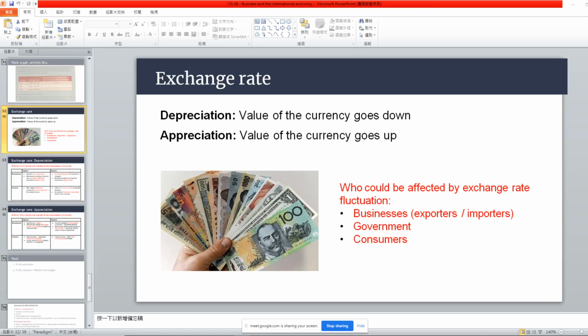Yeah, take a look at this. When we talk about exchange rate, we know there are two terms: depreciation and appreciation. Appreciation is when the value of your currency goes up, and depreciation is just the opposite.